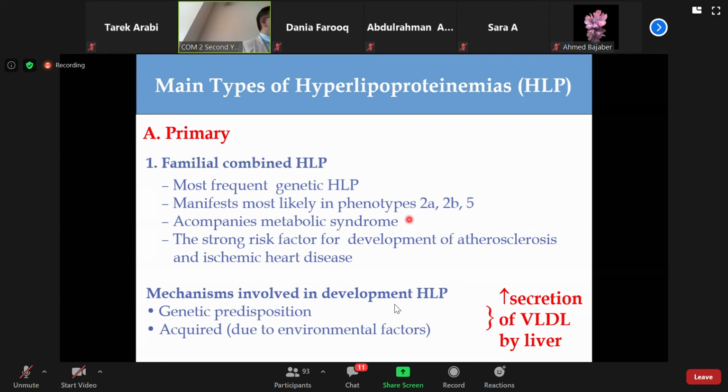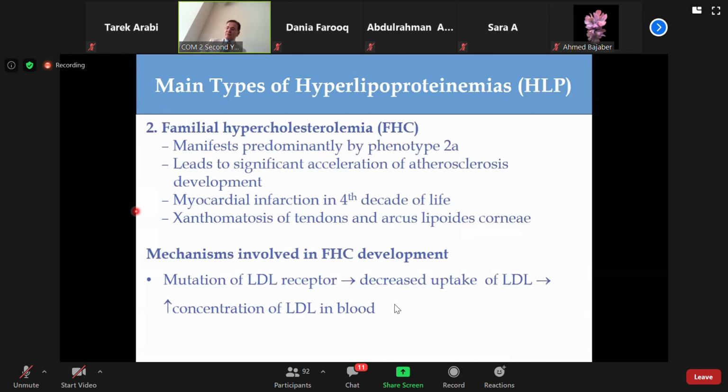This is where you're going to start seeing a lot of textbooks where you say phenotype 2A, 2B, at least you understand what this classification is. Now, the mechanism involved in primary familial combined hyperlipoproteinemia is increased secretion of VLDL by the liver, as a result of this genetic predisposition, and it could be acquired due to environmental factors.